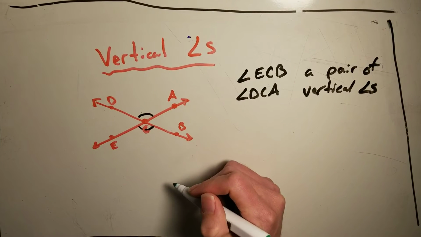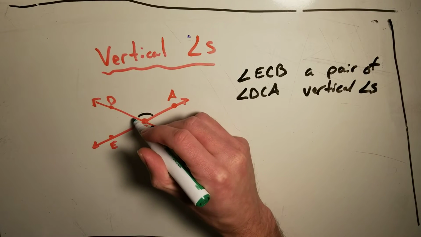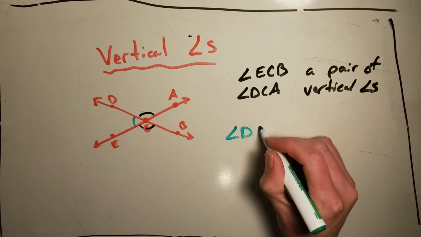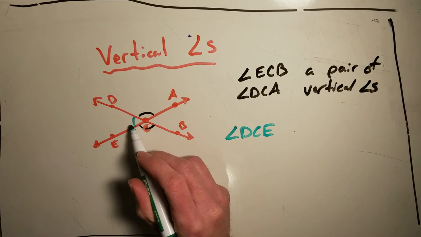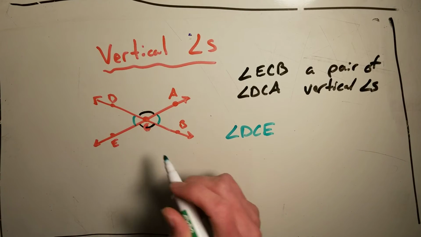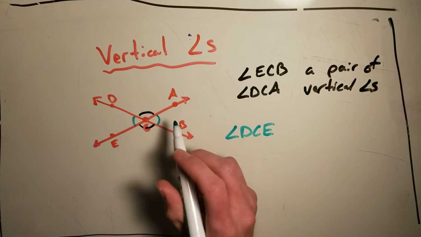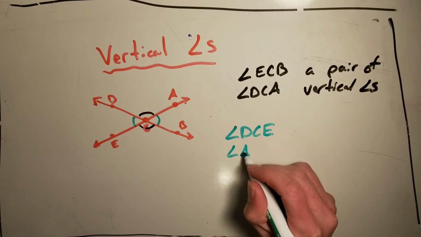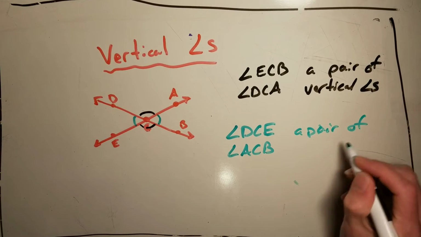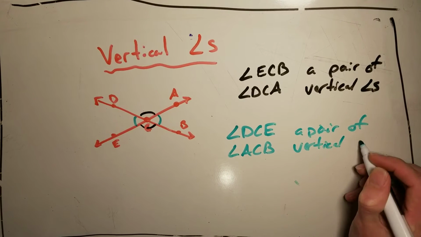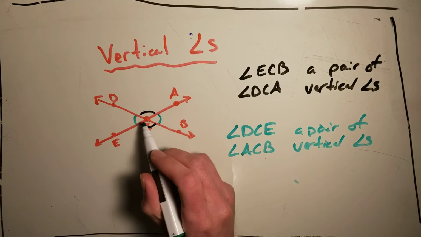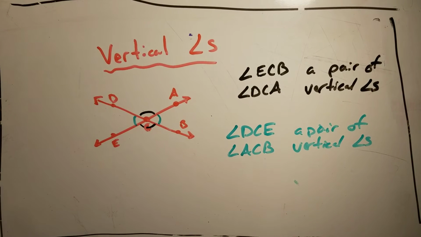And we also have another pair of vertical angles. So I'll go in green here. Let's say we have angle DCE. To be vertical with this angle, you share a vertex and you're opposite. Again, this is because we have the intersecting lines, these angles exist. So that means angle ACB would be a pair of vertical angles. So DCE and ACB are a pair of vertical angles. They share a vertex and they're opposite. They're formed by two intersecting lines.